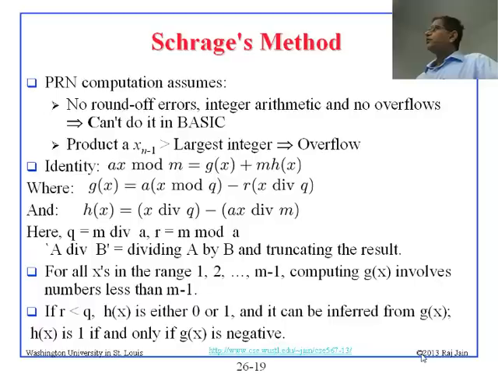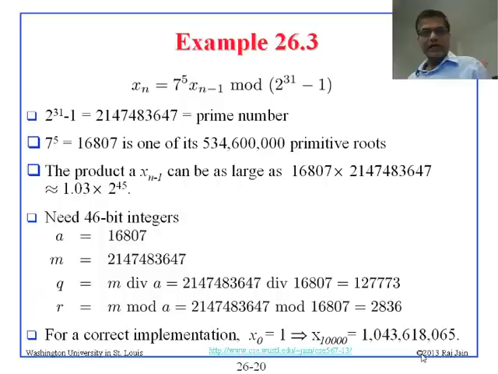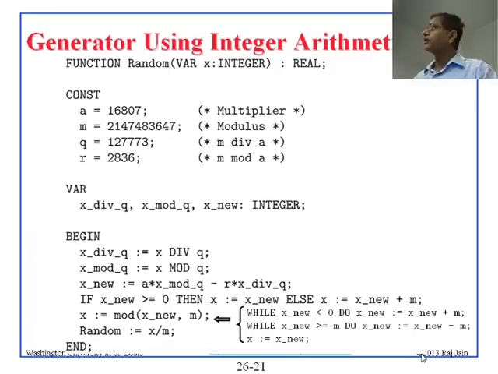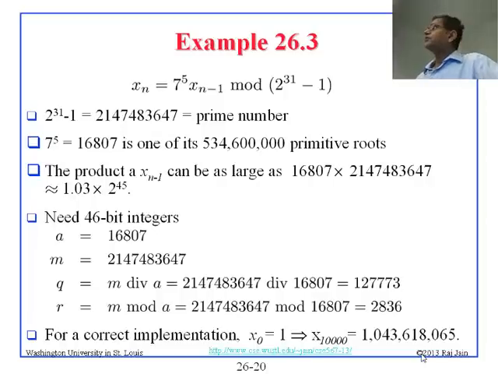And so what you do is, you calculate q equal to m div a and r equal to m mod a. And then basically you can calculate. And so I'm just going to show you an implementation. Actually, this is the whole code given here. So you can get the code, but basically I'm going to give an example. So let's say you want to implement this random number generator.